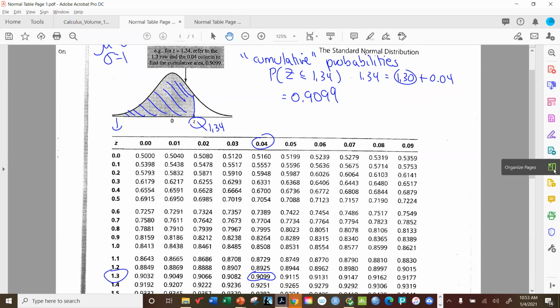So all we have to do is take whatever value we have, break it up into two pieces. 1.3 comes from here. 0.04 comes from here. Okay. And at the intersection of those two, we have our answer. So it's pretty straightforward, except for one little thing. It only works for less than or equal to probabilities.